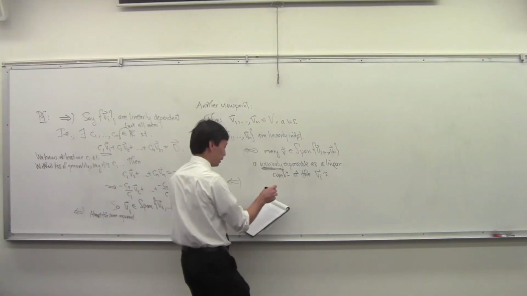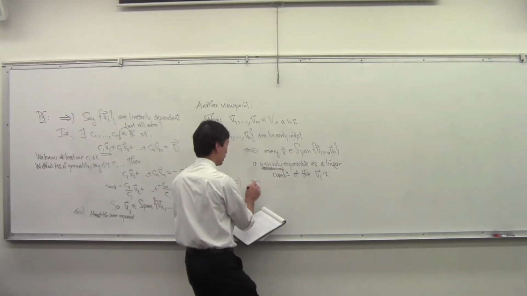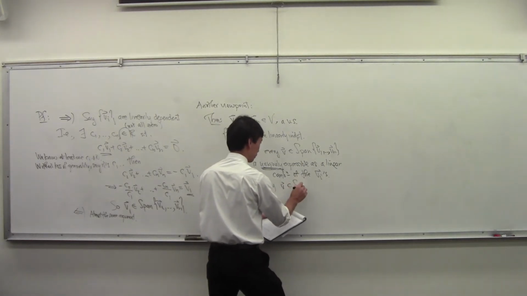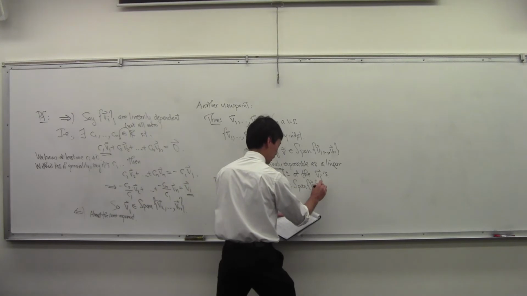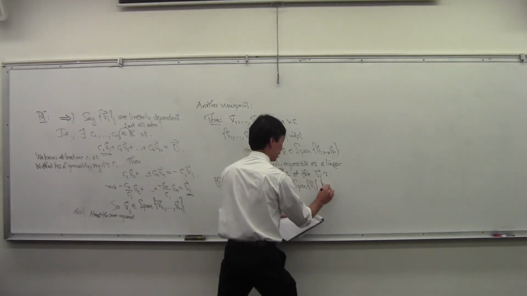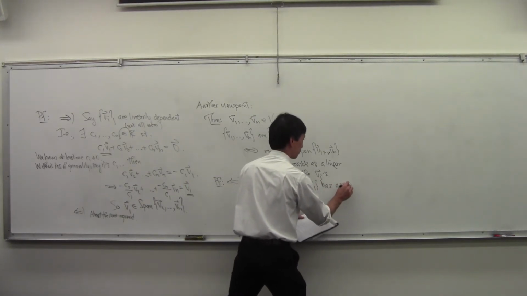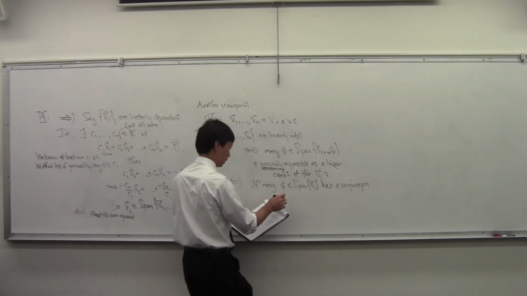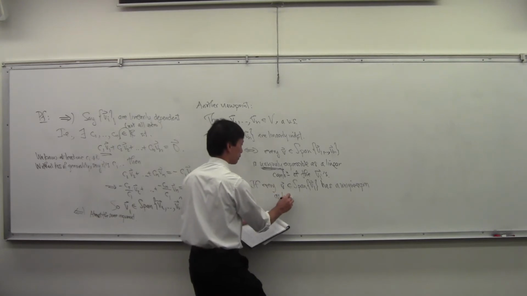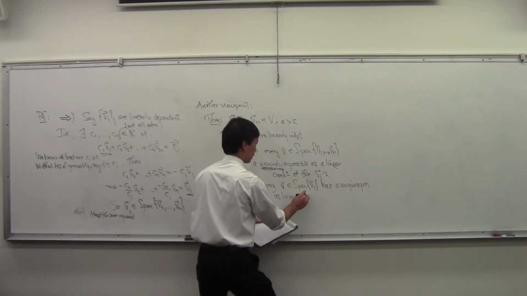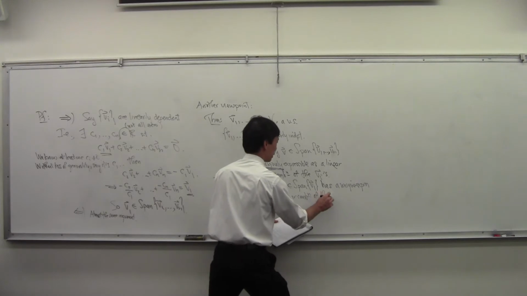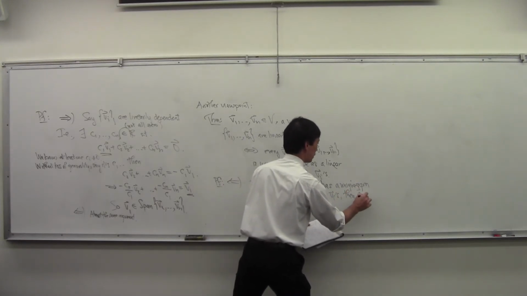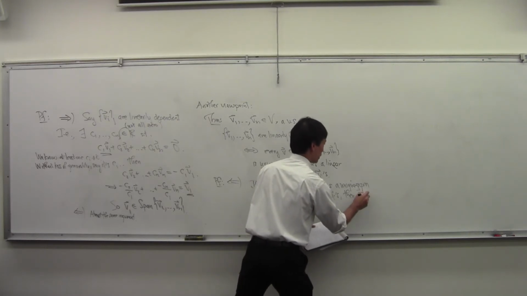Right. So you say, well, look, if every vector in the span has a unique expression as a linear combination of the VIs, then 0 certainly does too.